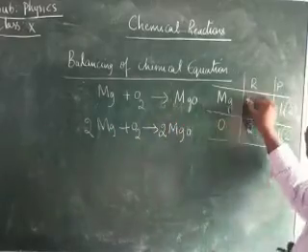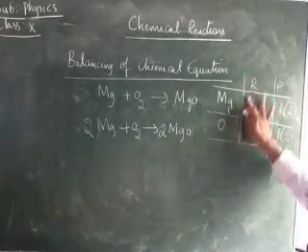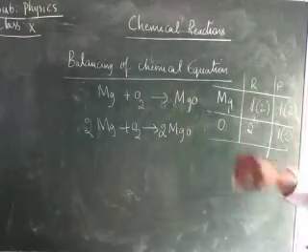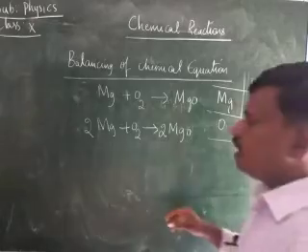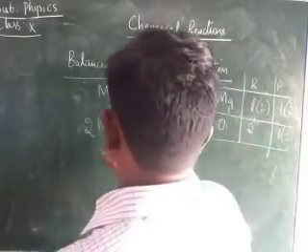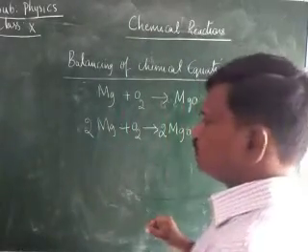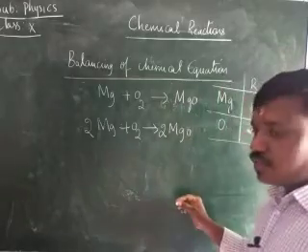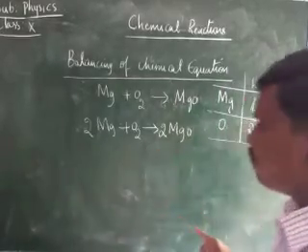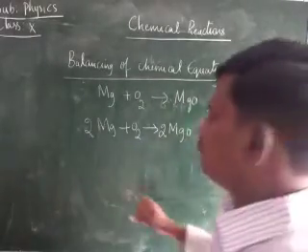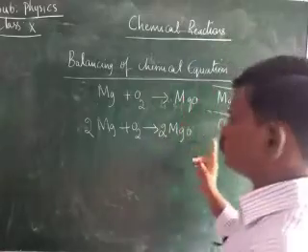Yes, I can keep. Okay children. Therefore here, 2 Mg plus O2 gives rise to 2 MgO. It is a balanced chemical equation. 2 Mg plus O2 gives rise to 2 MgO.